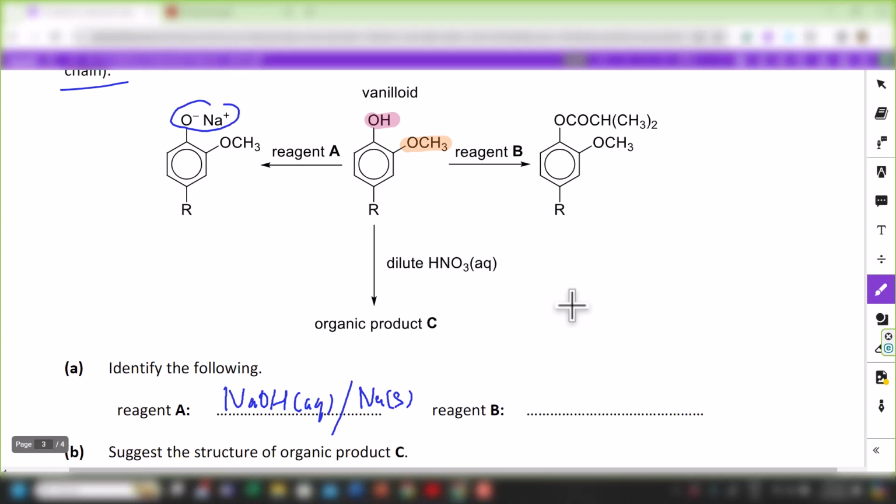Of course, if you use sodium, you need to ensure that there is an opening in your reaction vessel to allow the hydrogen gas to escape. If not, pressure will build up and it can be quite dangerous.